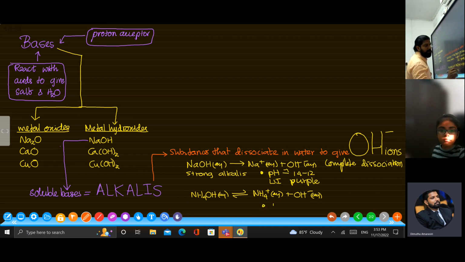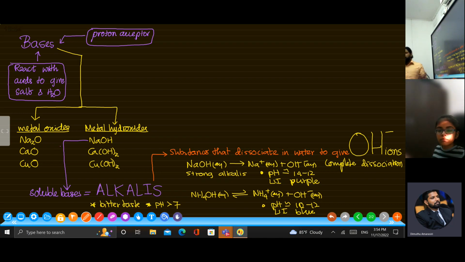Weak alkalis pH is around 10 to 12. Universal indicator color is blue. So this is a reversible dissociation. And alkalis properties, what are the properties? Bitter taste. What about the pH? Above 7.